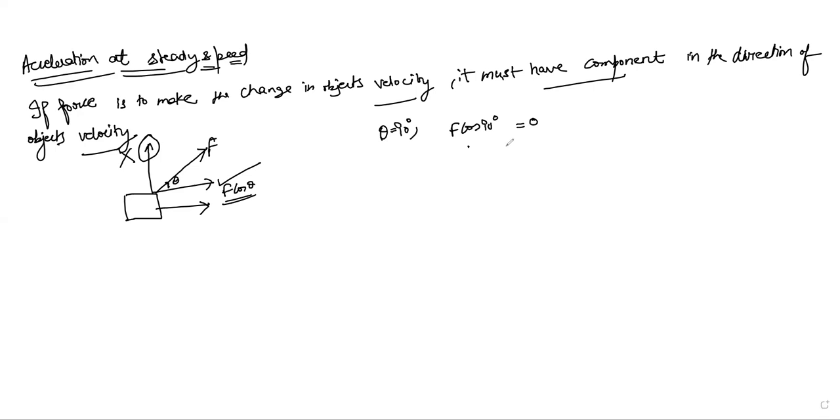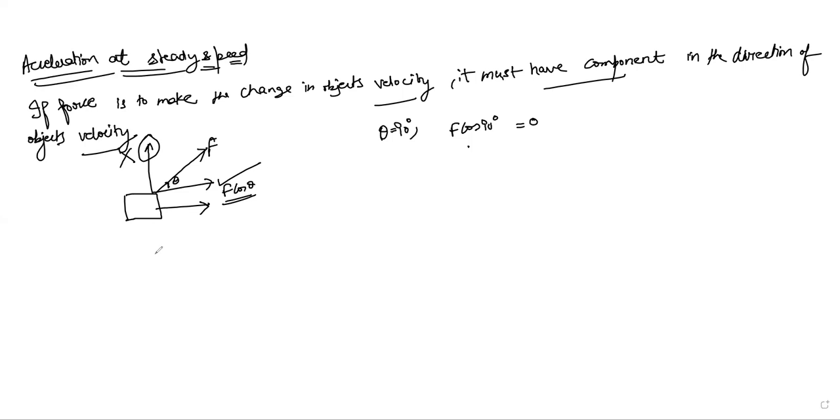right? So this means that force, when acting at 90 degrees, has no component in the required direction, right? So force is acting on the object without making any change in the speed, means it will not increase or decrease the speed. Fine.